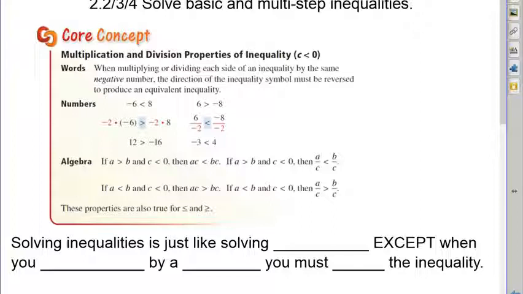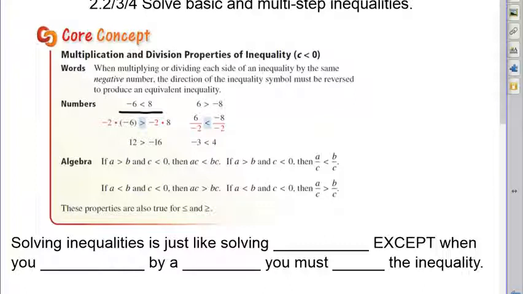So let's take a look at these numbers right here. Negative 6 is less than negative 8. That's true. But watch what happens if I multiply both sides by negative 2. Negative 2 times negative 6 is positive 12. And negative 2 times negative 8 makes positive 16. And all of a sudden, 12 is not less than 16. The inequality must be reversed.